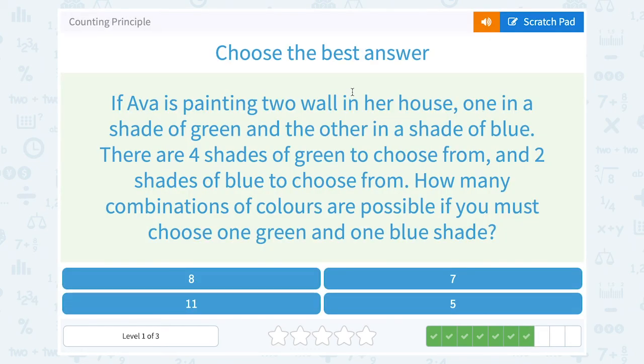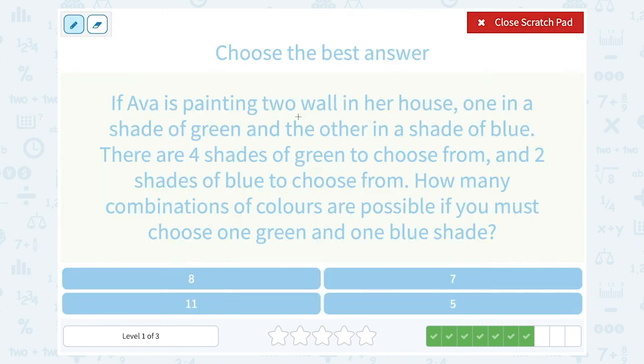If Ava is painting 2 walls in her house, one in a shade of green and the other in a shade of blue, there's 4 shades of green to choose from and 2 shades of blue to choose from. How many combinations of colors are possible if she's choosing 1 shade of green and 1 shade of blue? Okay, well, our counting principle tells us to multiply how many possibilities we have for each of those 2 items. So 4 times 2 means that there's 8 different ways we could combine those 2 colors.